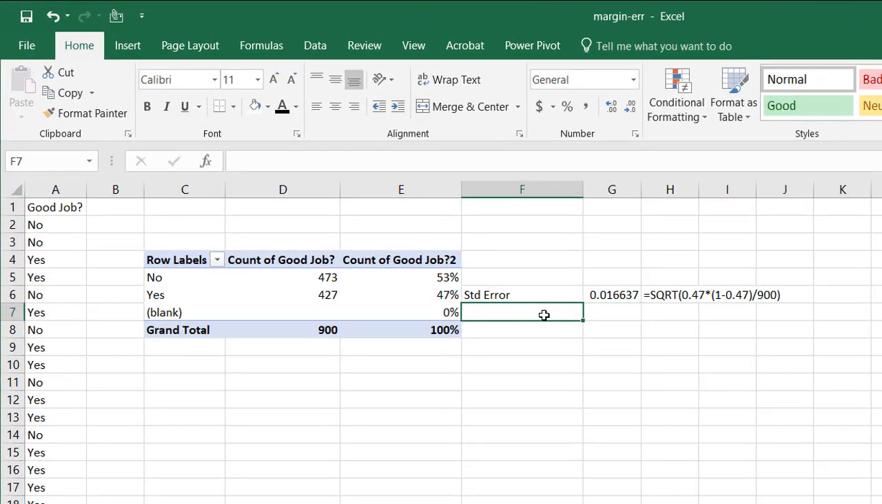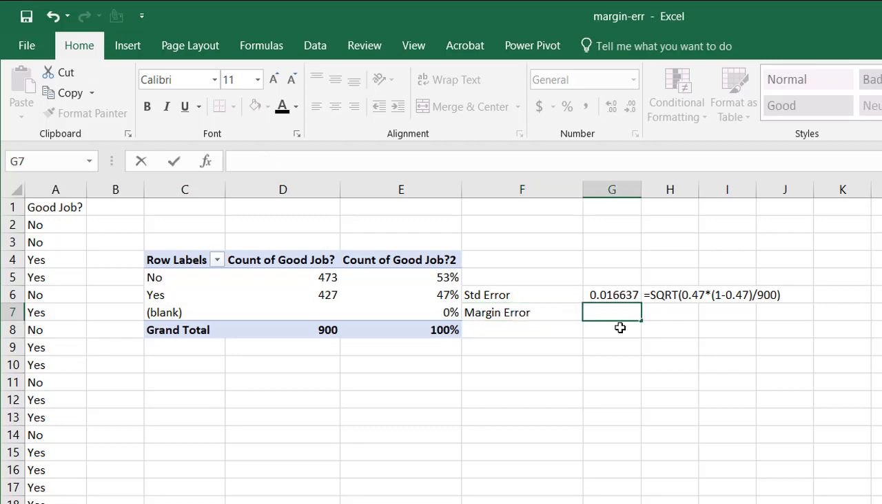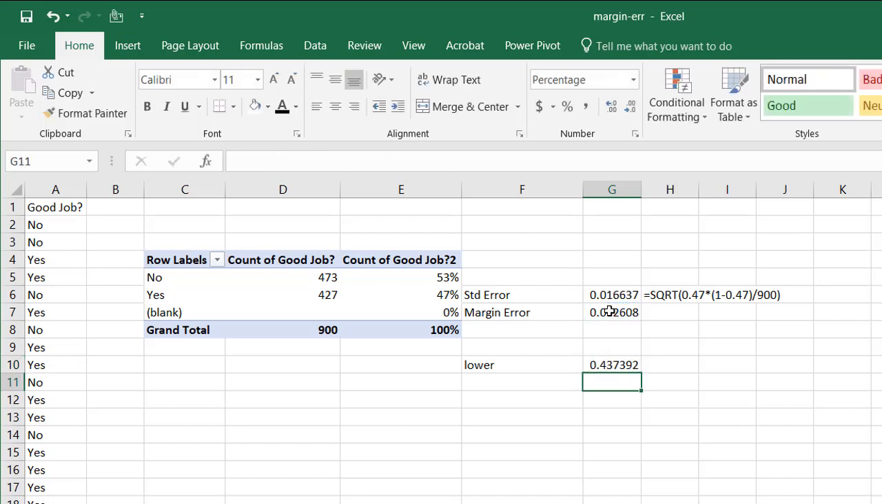So now I want to find my margin of error. What I need to do is take my 1.96 and multiply it by my standard error, and that's going to give me my margin of error. So my lower bound will equal my 47%, 0.47, minus my margin of error here, and the upper bound is going to equal 0.47 plus my margin of error here. And I will make these both percentages.